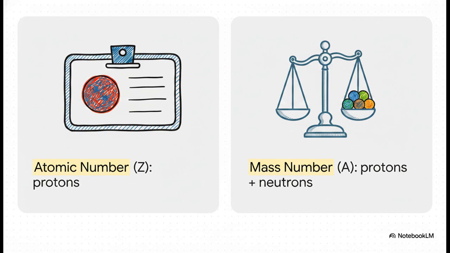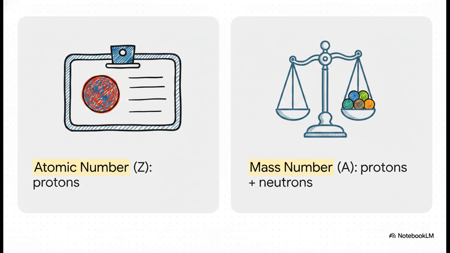First up, we have the atomic number, represented by the letter Z. This is simply the number of protons in the nucleus. And let me tell you, the atomic number is everything. It's the ultimate ID badge. If you change the number of protons, you literally change the element. Plus, since atoms are neutral, this number also secretly tells you the number of electrons.